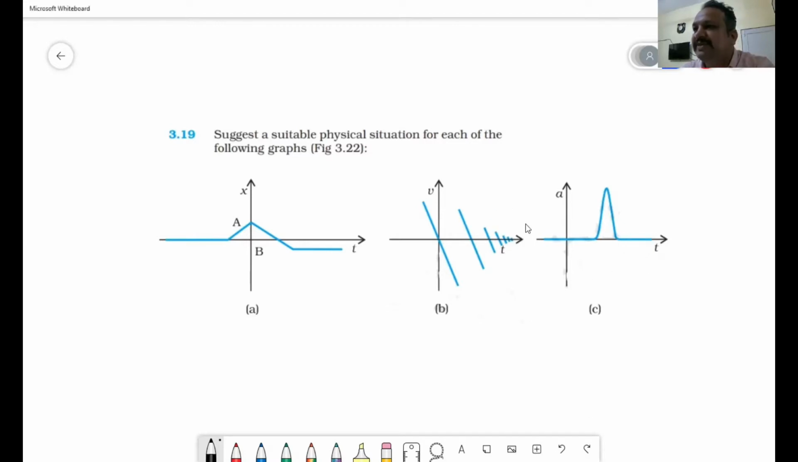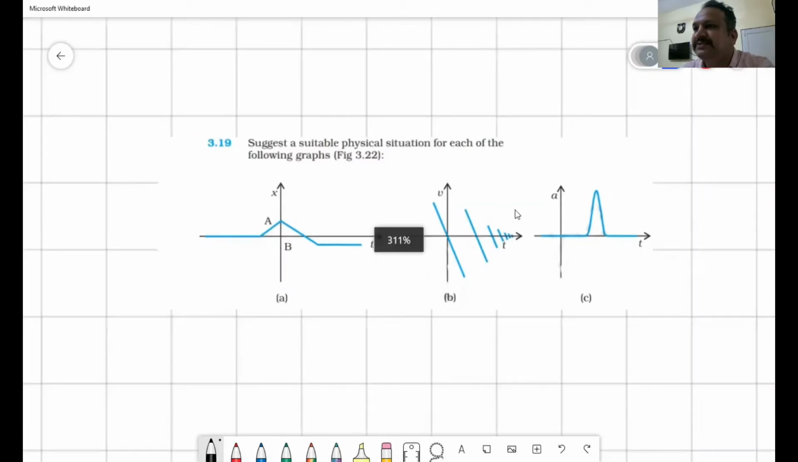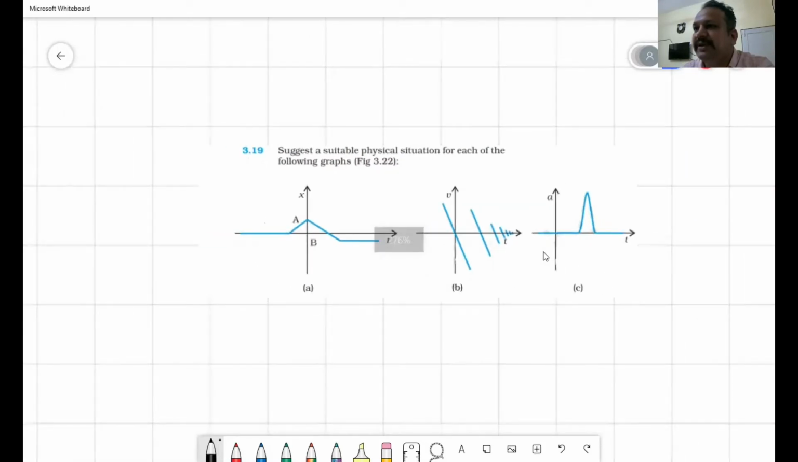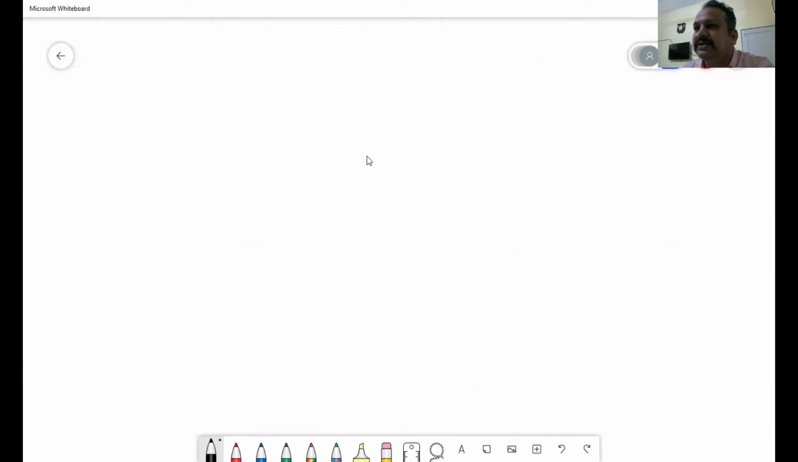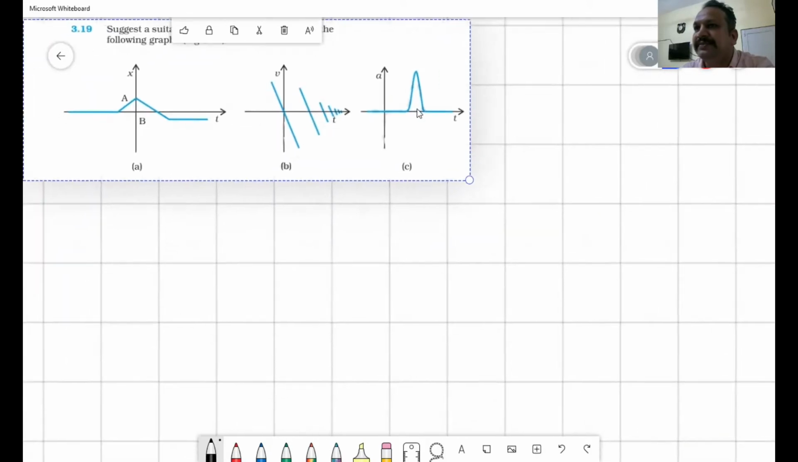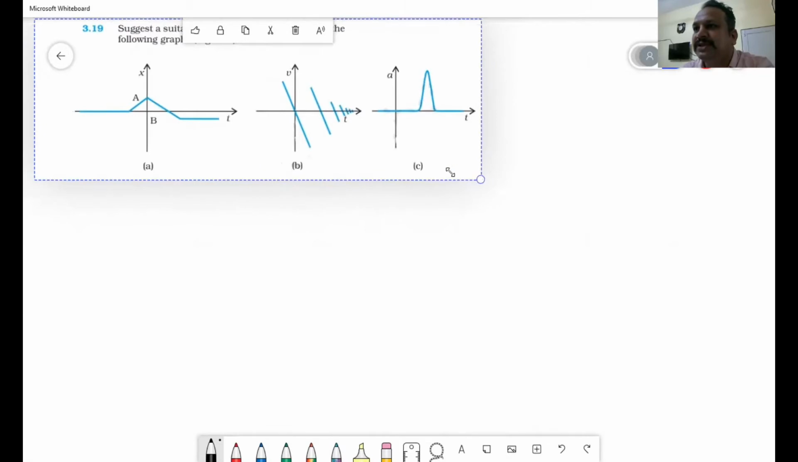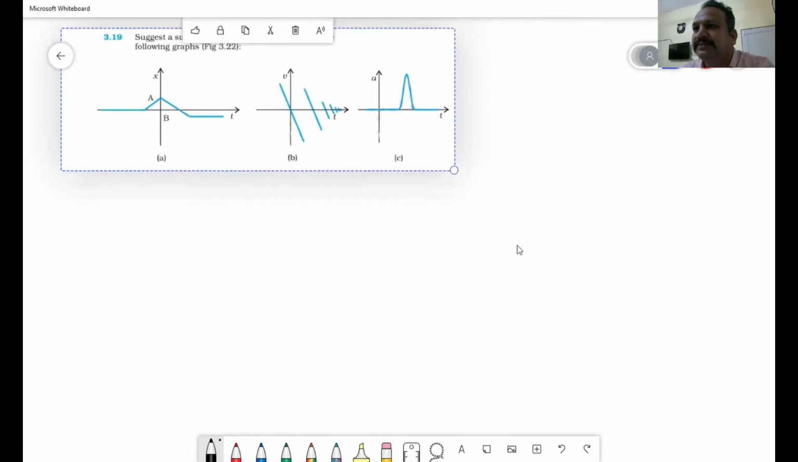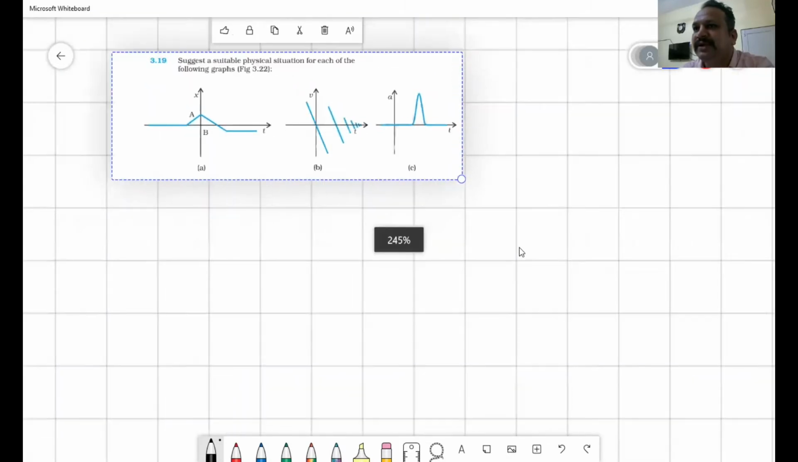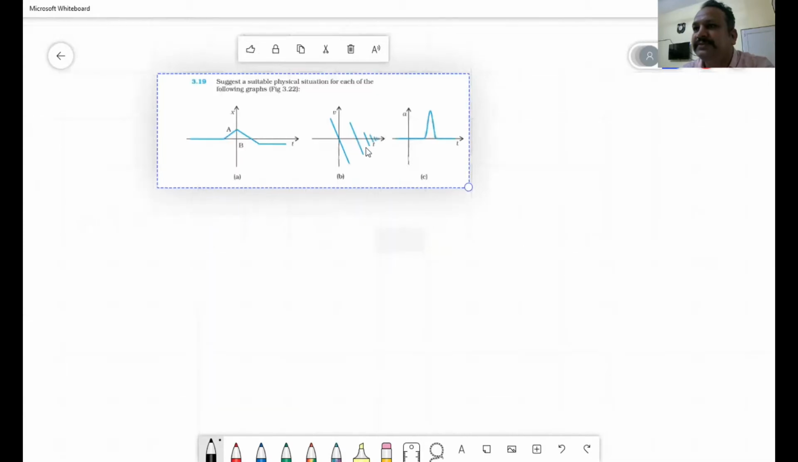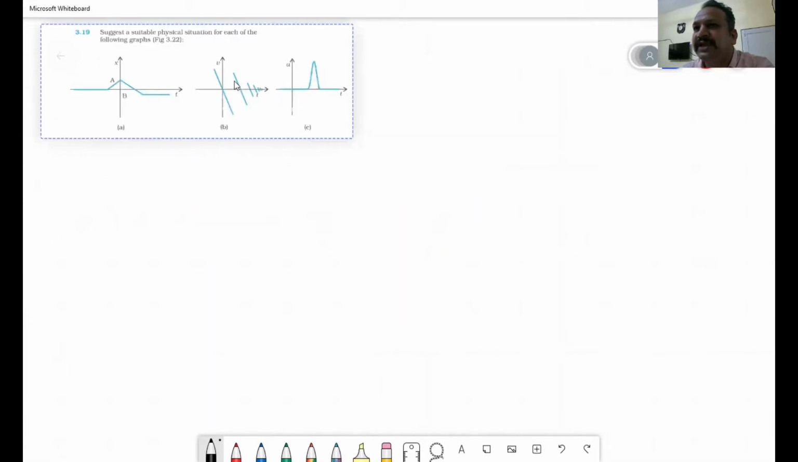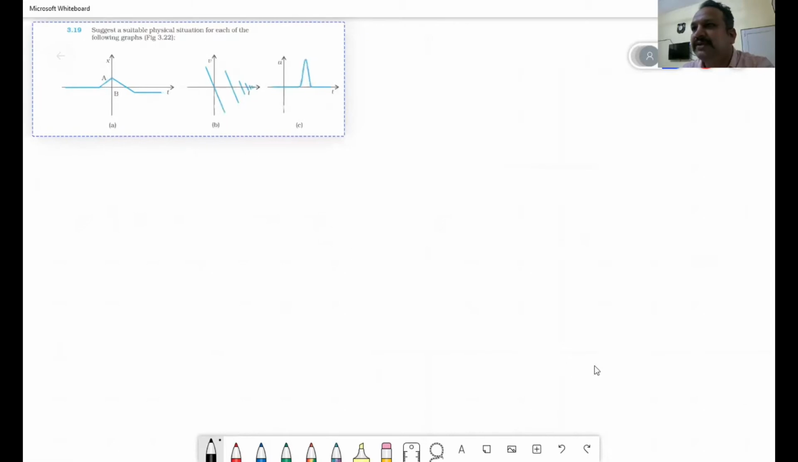If a position time graph is given to us, I will make some position axis over here to explain all the things. So first I will explain which graph is representing which situation. So first we should know about the position time graph.